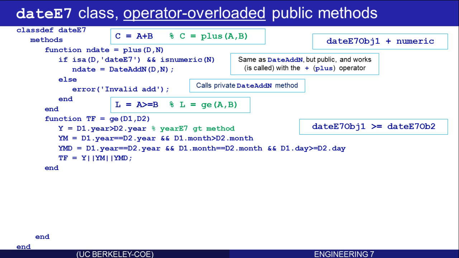First compare the years to see if year 1 is strictly greater than year 2. Then compare the years and the months to see if the years are equal but the month is greater. And finally compare the year, months, and days to see if the years are equal and the months are equal and the days are greater than or equal. D1 being greater than or equal to D2 is equivalent to any one of those conditions being true.